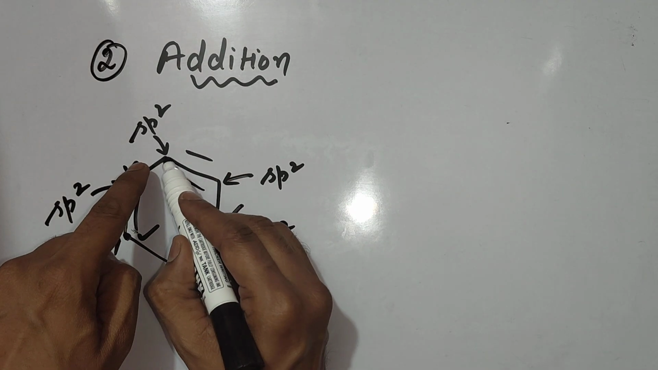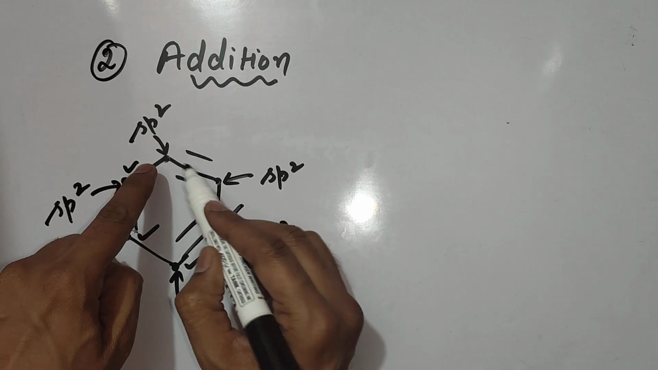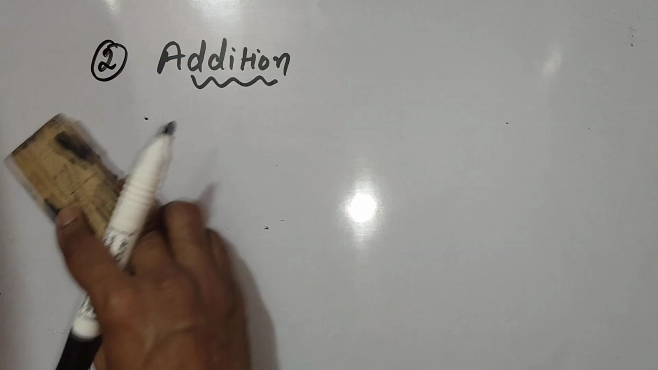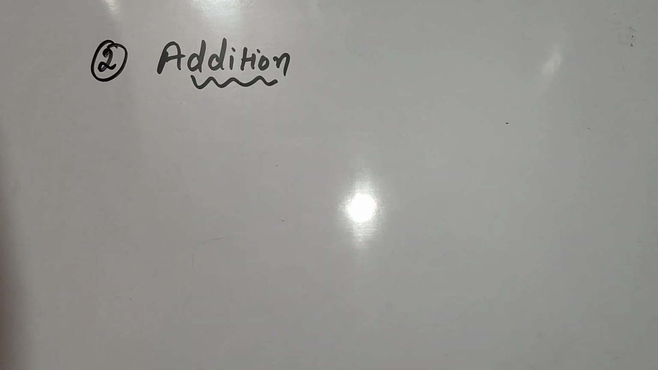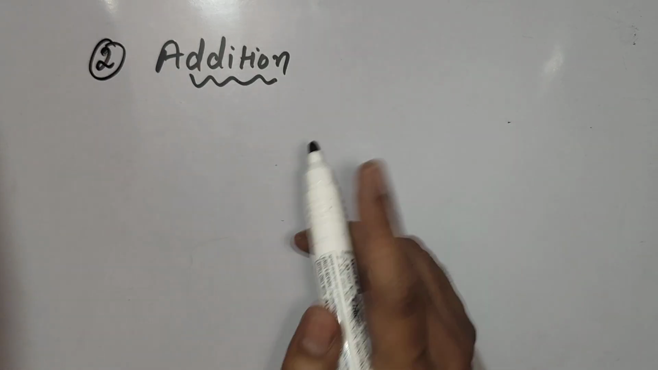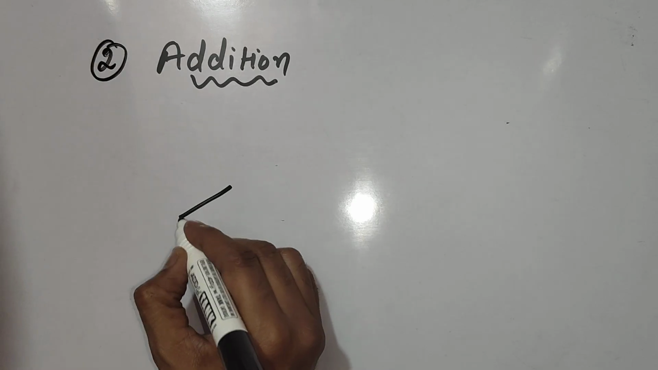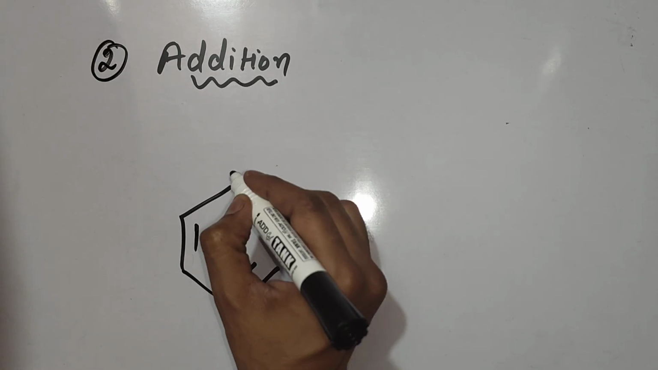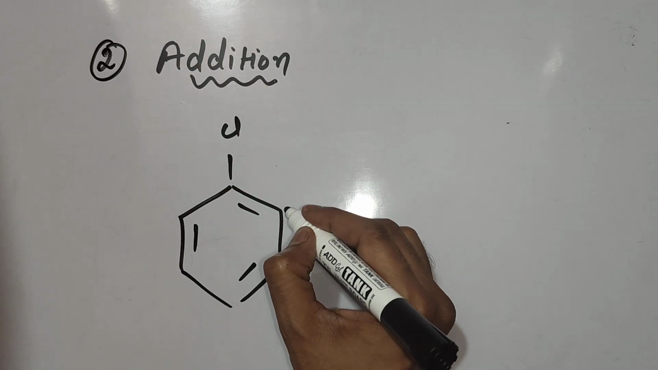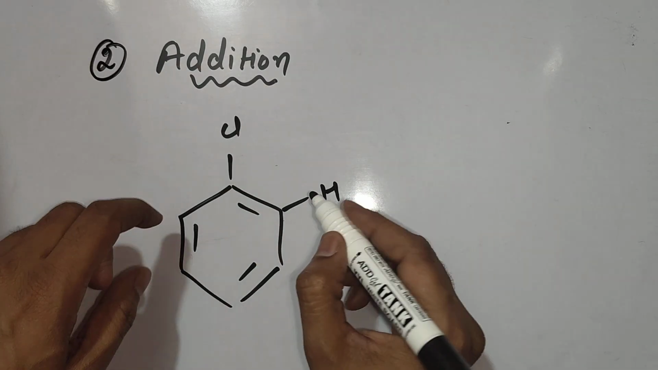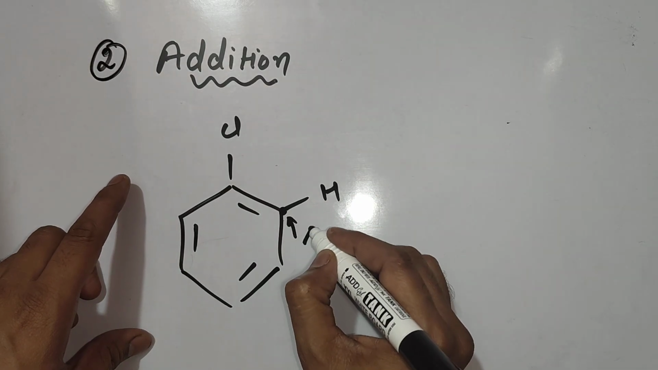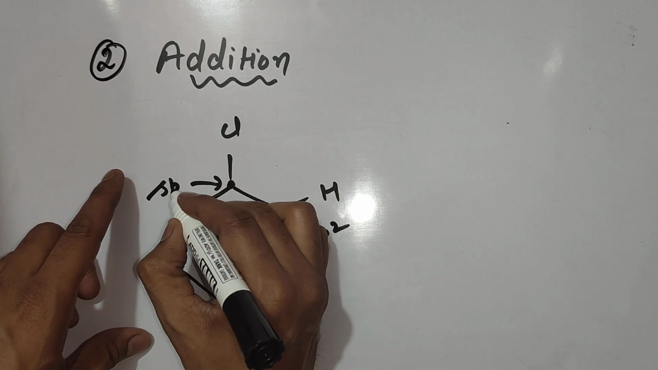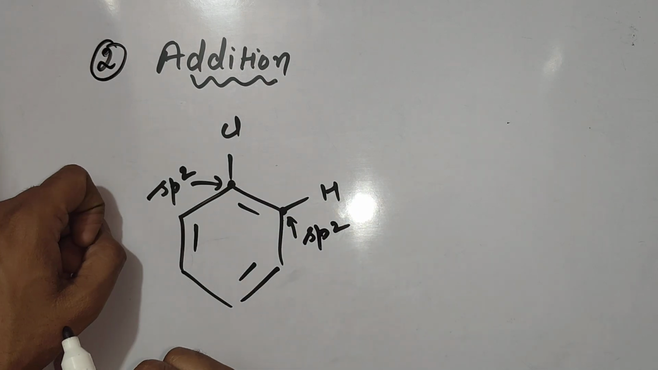Problem will be there in these 2 carbons. Now what is the problem? Let's check. For this, I need to start it from its initial condition. This was the initial condition. This carbon was sp2 hybridized. This carbon was also sp2 hybridized. This one.